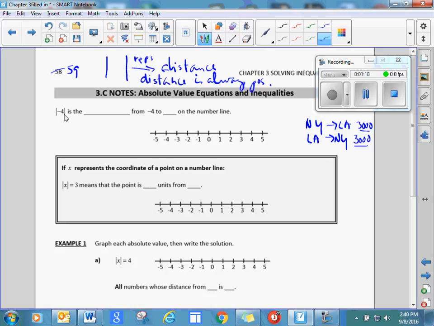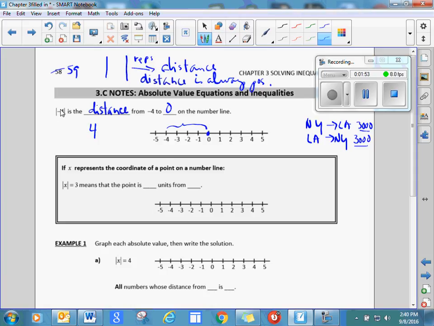So when we look at this example right here, the absolute value of -4 is the distance. They are asking you, tell me the distance from -4 to 0 on the number line. So here's 0, here's -4, and the distance, how many units is -4 from 0? And the answer, of course, is +4. And you drop the absolute value sign. So x represents the coordinate of a point on a number line.